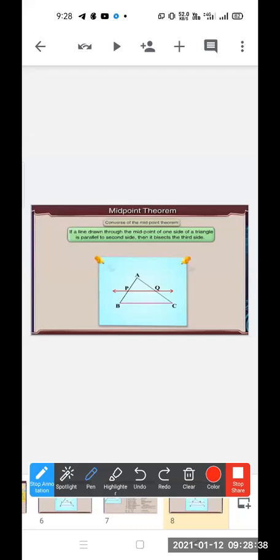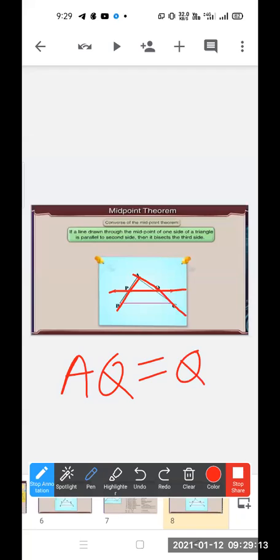If a line is drawn through the midpoint of one side of a triangle, here AB is the side and P is the midpoint, and that line is parallel to the second side, here PQ is parallel to BC, then it bisects the third side, which means it bisects the side AC. Means AQ is equal to QC. That is the meaning of this theorem.